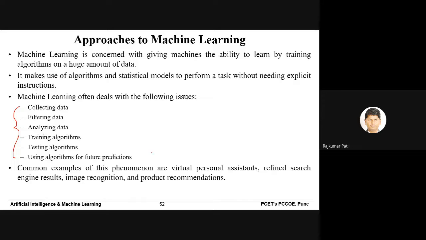Again, there are so many common examples. Alexa and Siri are personal assistants. Then face recognition, image recognition, product recommendation, that example we have seen. All these examples are based on machine learning algorithms. So these are the basic things about machine learning.